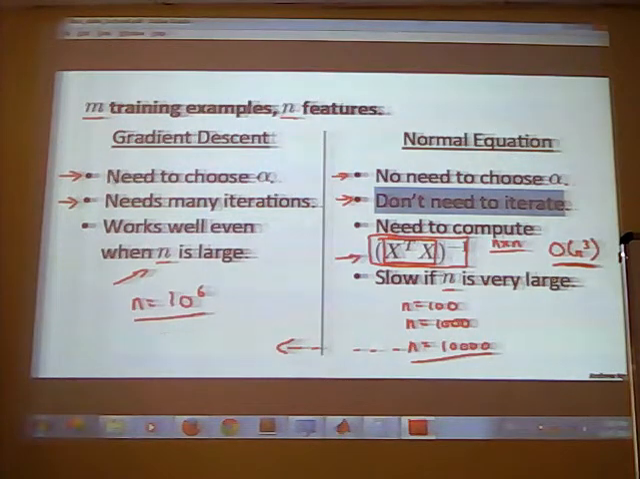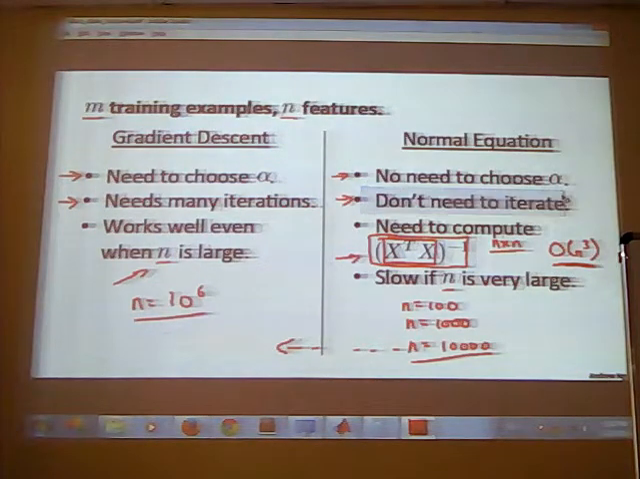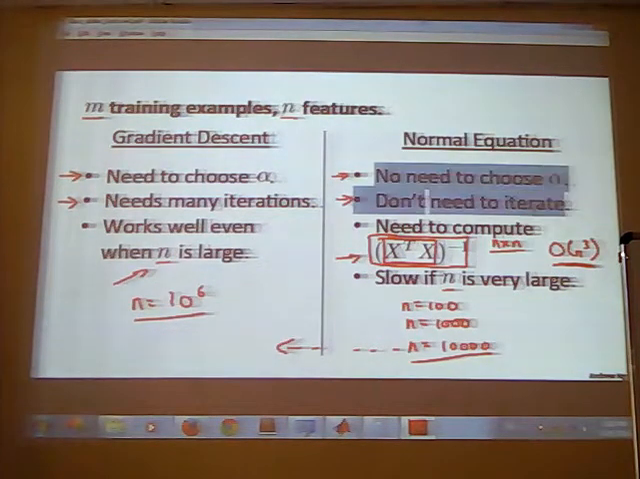So far, till these two points, we have seen gradient descent and normal equation. Normal equation looks much better because we need not choose alpha and we need not iterate. So normal equation is looking better till now. Let's have a look at further differences.